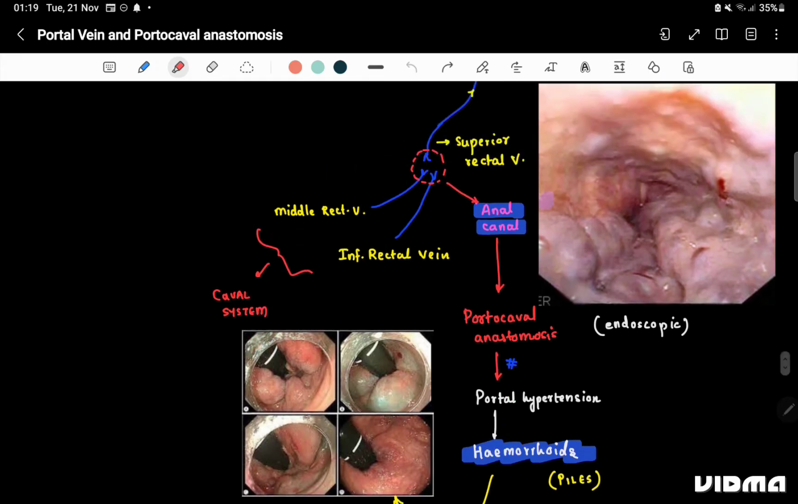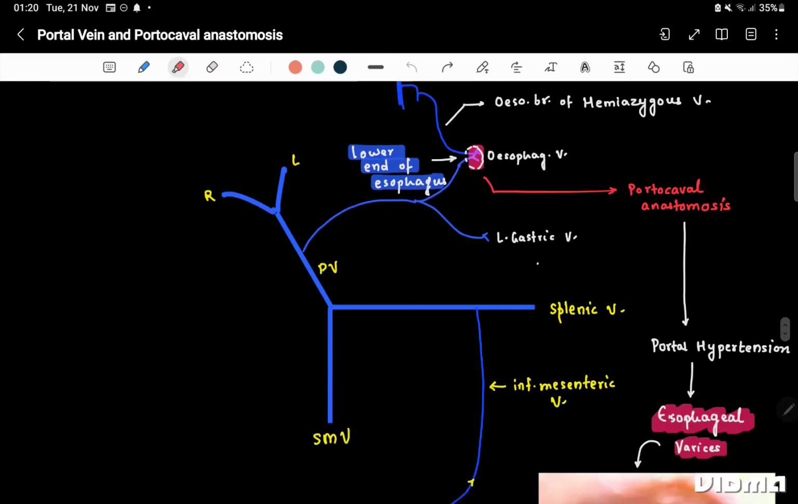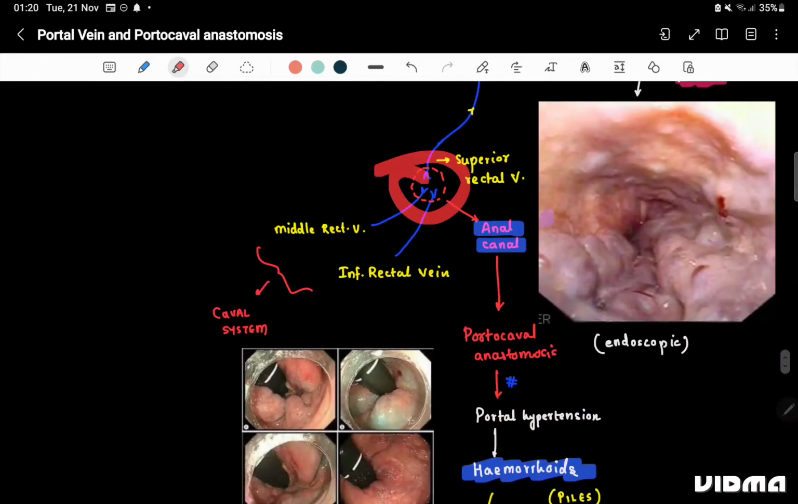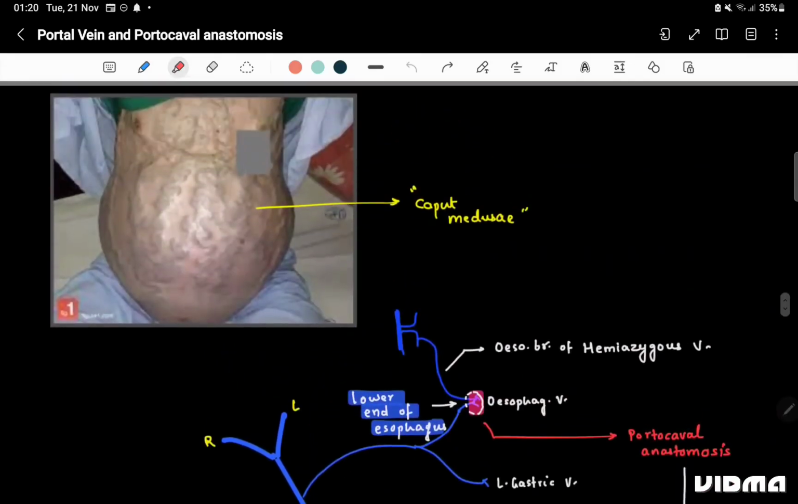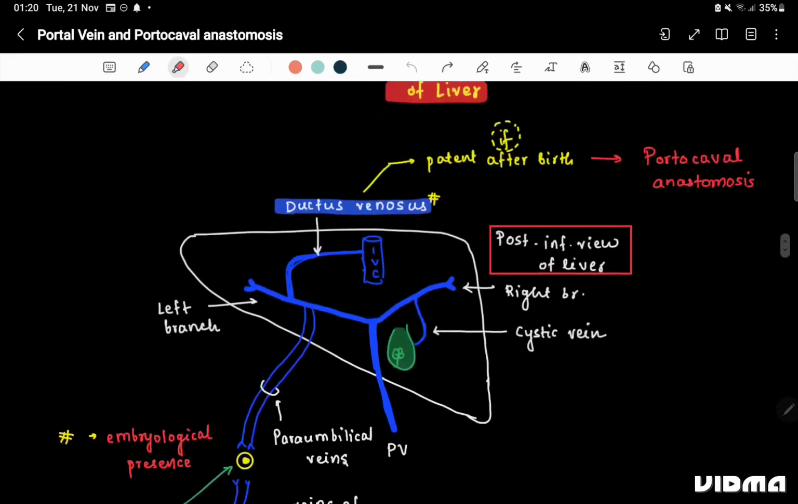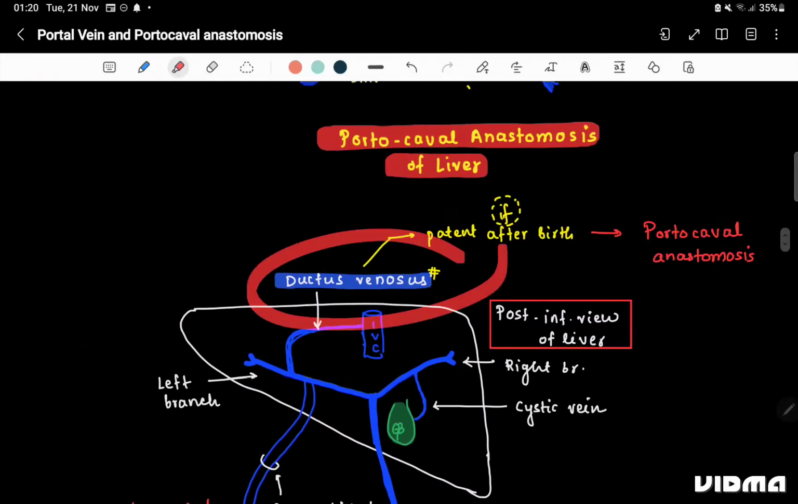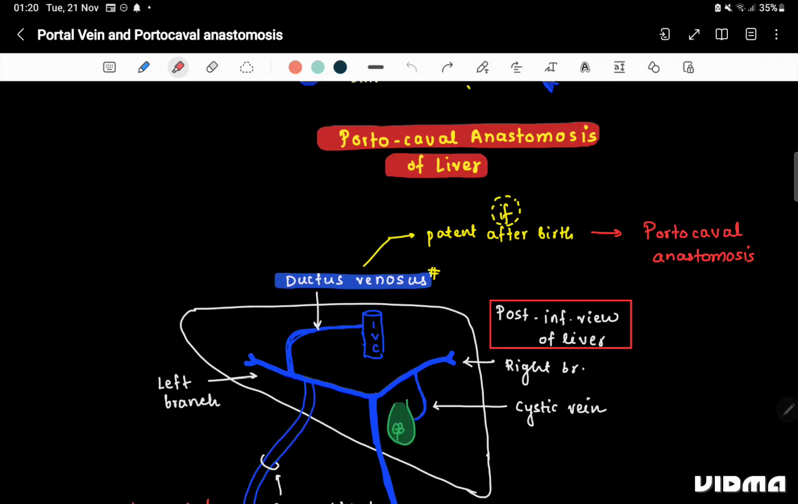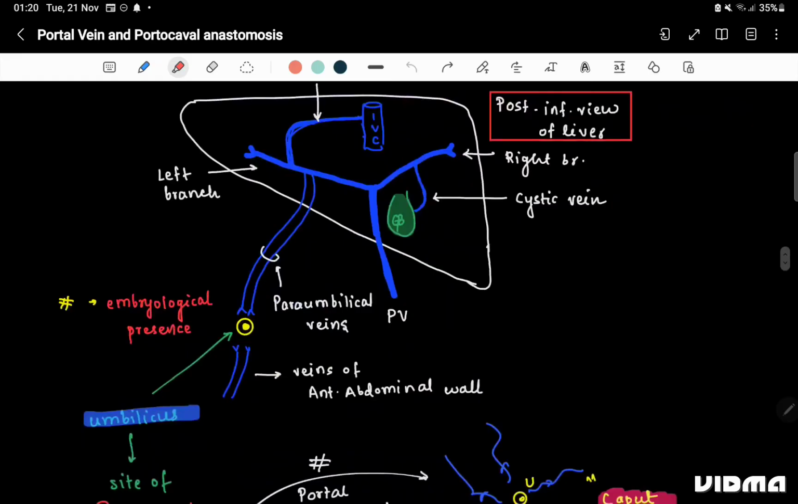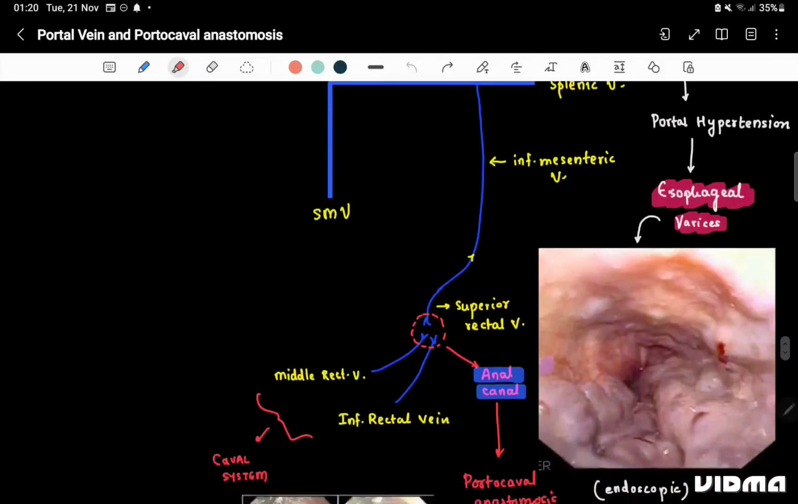Okay, so there are two regions where the portocaval anastomosis is there, that is the lower end of your esophagus and your anal canal. At this point your portocaval anastomosis is there, and also your umbilicus, at which there is a portocaval anastomosis. So in the adult there are three sites, that is your umbilicus, the lower end of the esophagus, and your anal canal.